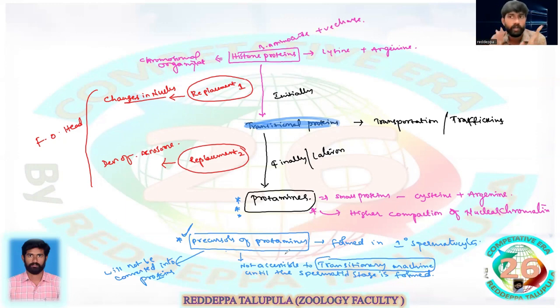Okay, precursors of protamines are formed in which stage of the cell? The primary spermatocyte. And protamine formation happens in which stage of the cell? That is a change happening in the nucleus. Okay, keep it in mind. Next.